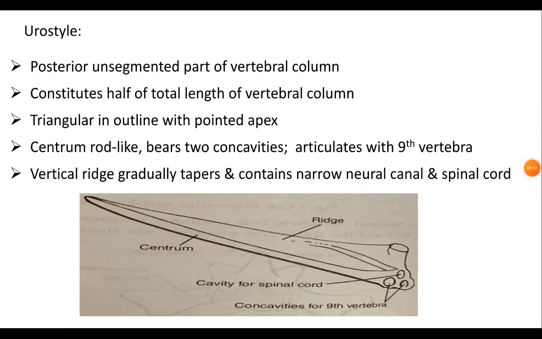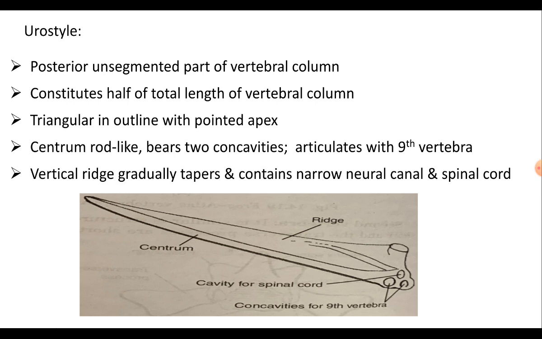Coming to the 10th vertebra, which is the last vertebra, it is the posterior unsegmented part of the vertebral column called the urostyle. It is a long bone articulating with the ninth vertebra, somewhat triangular in shape, as you can notice in the picture. It has a broad anterior end and a tapering posterior end.